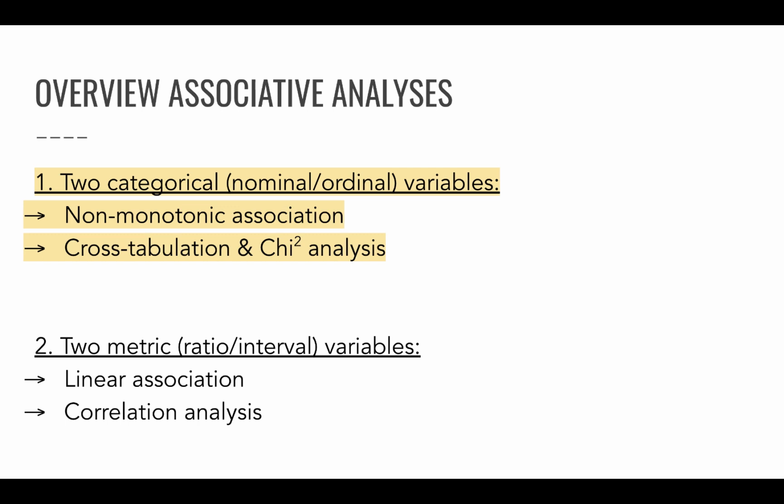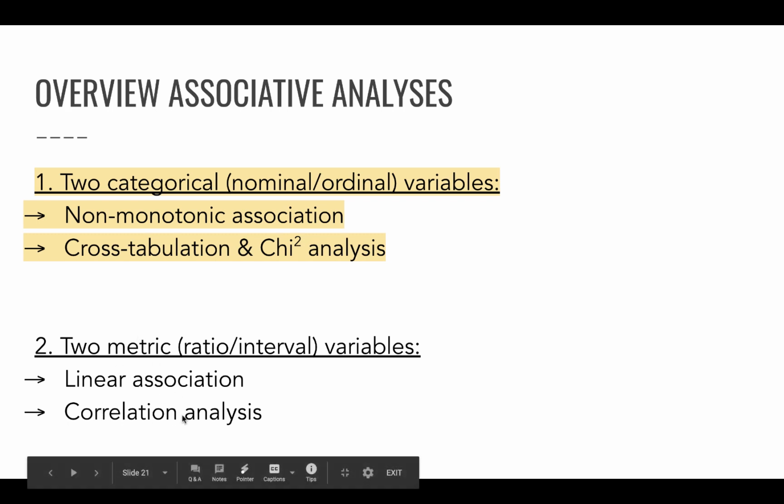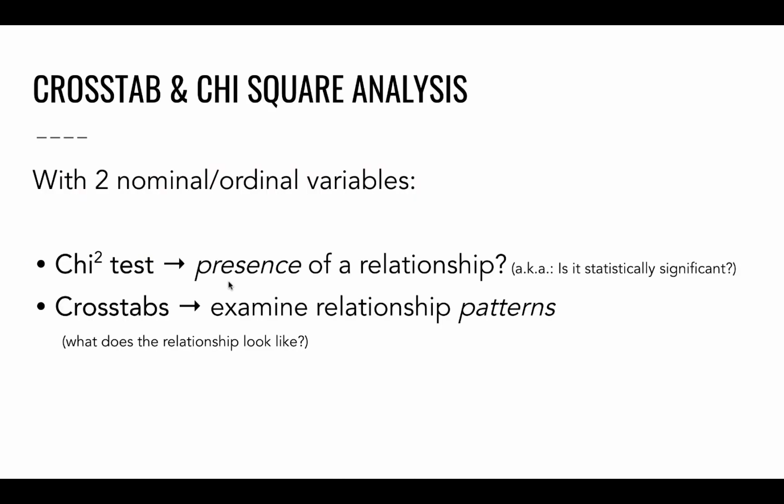Here's an overview of the tests that we're going to cover in Marketing 470 when it comes to associative analysis. First one is between 2 nominal or ordinal variables. These are non-monotonic associations. And the test we're going to do is cross-tabulation chi-square. Secondly, after that, we're going to look at 2 metric variables, which means a linear relationship, and we're going to do correlation analysis. So let's start with the first one, crosstab chi-square.